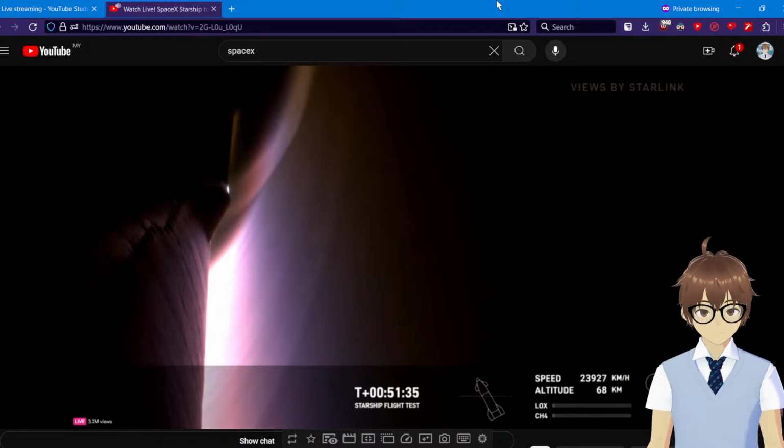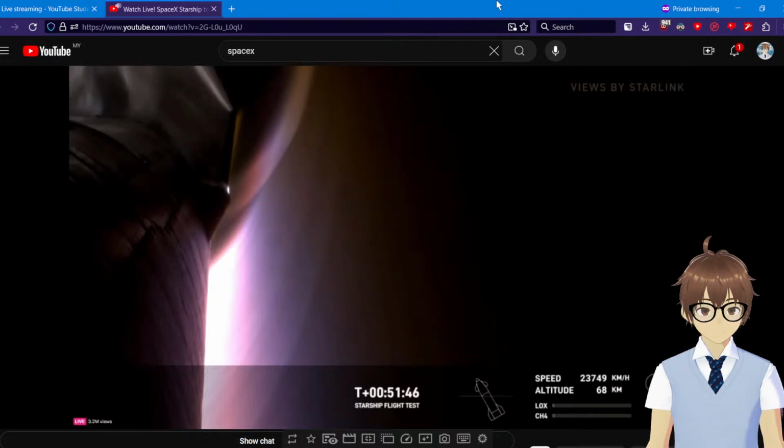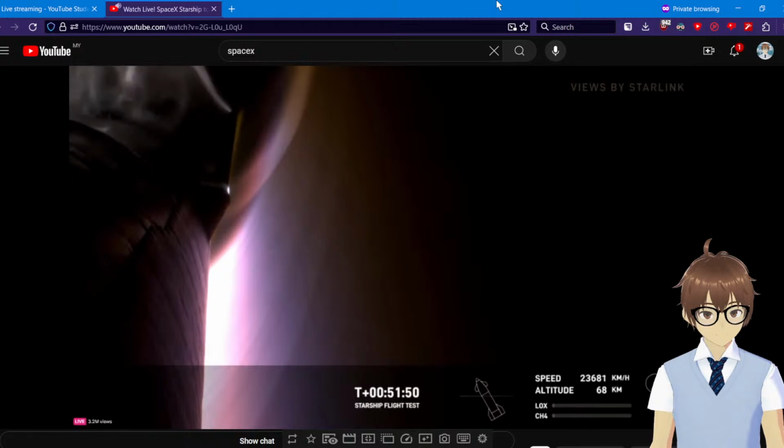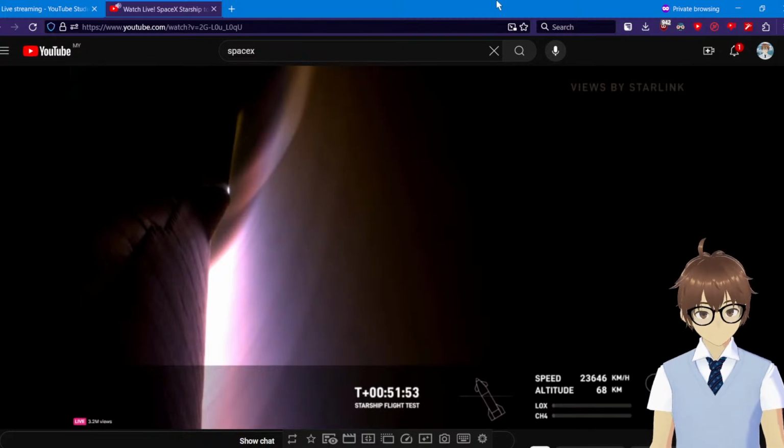We can see that streaking that occurs and tells us that this is indeed a true view. So once again, we are looking basically through the plasma that is building up around the exterior of the ship. And I still cannot get over that we are getting a live view of re-entry right now, live on your screen.